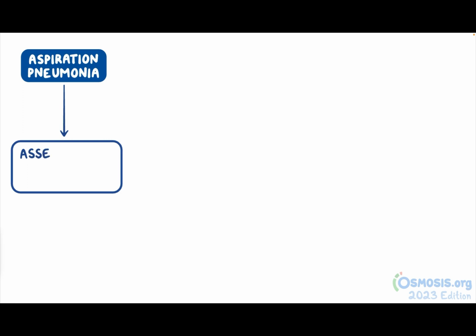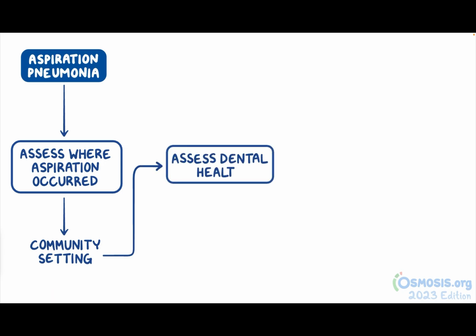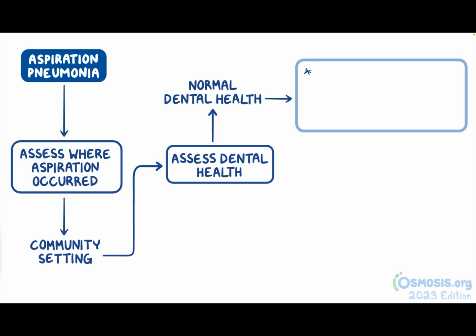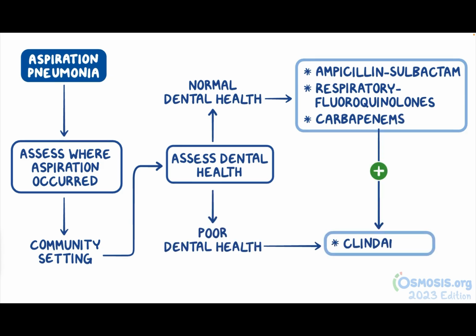In patients with aspiration pneumonia, first you need to assess the site where the aspiration occurred. If aspiration occurred in a community setting, assess the patient's dental health to determine adequate treatment. Individuals with normal dental health should be treated with ampicillin sulbactam, respiratory fluoroquinolones, or carbapenems. Individuals with poor dental health require additional coverage with clindamycin.